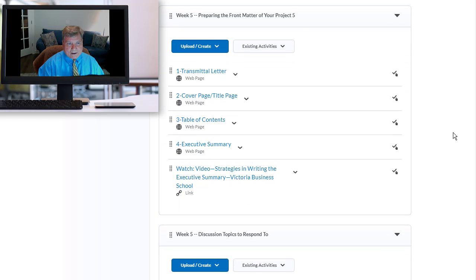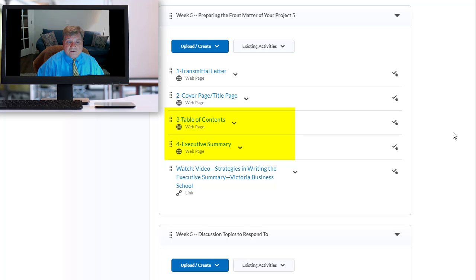Okay, preparing the front matter for your final project. You are going to write 4 elements of your paper this week. And those elements appear here in the same order in which they're going to appear in your final report. In other words, on the very top of your final report, the first thing that a reader would see would be the transmittal letter. The second thing a reader would see would be the cover page, sometimes called the title page. The third thing would be a table of contents, and the fourth thing, an executive summary, in that order.